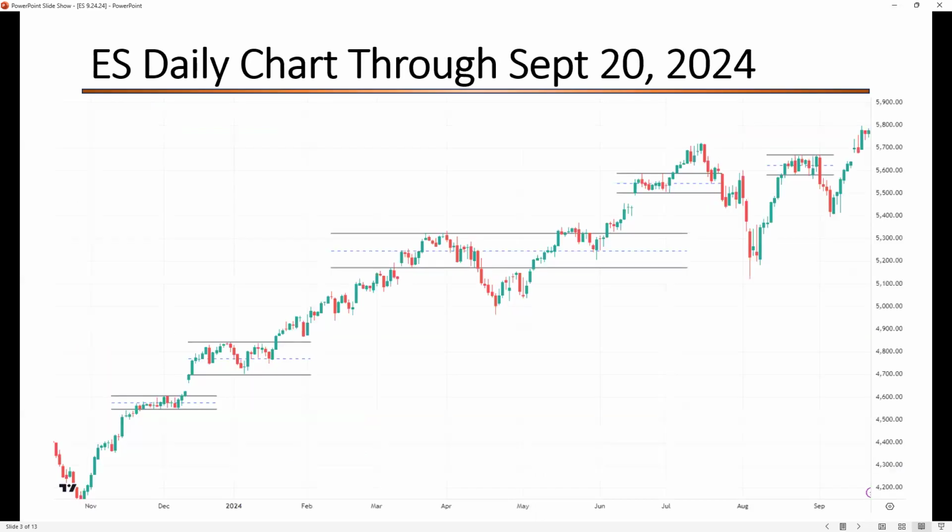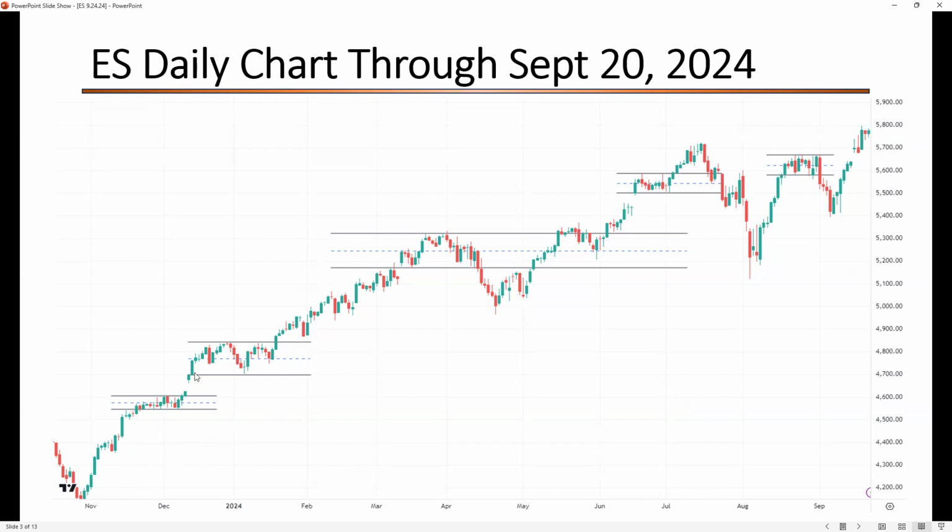Before we go into the trading day for Tuesday, September 24th, it is a good idea to zoom out and take a look at the broader market. So this is the S&P 500. This is actually the ES chart, which tracks the S&P 500. And as you can see, we are in a clear uptrend.